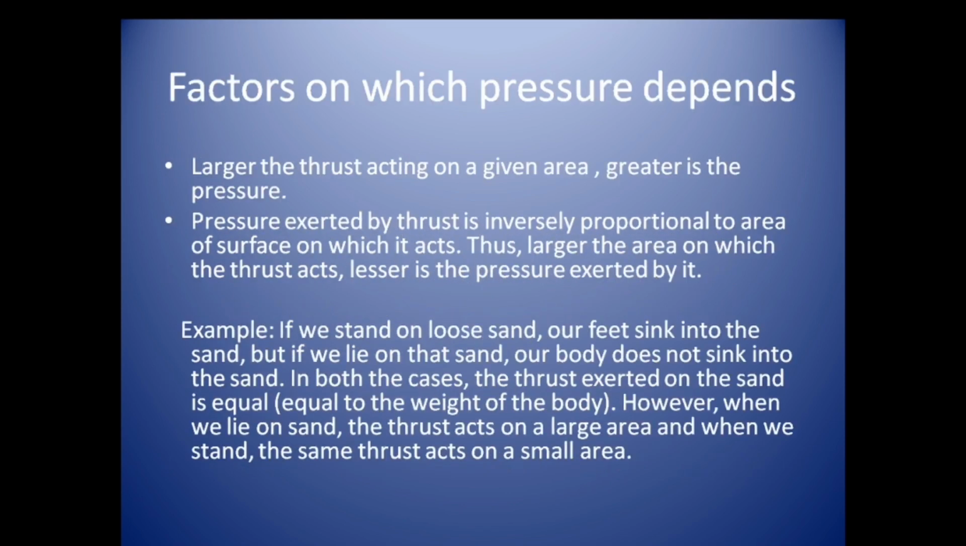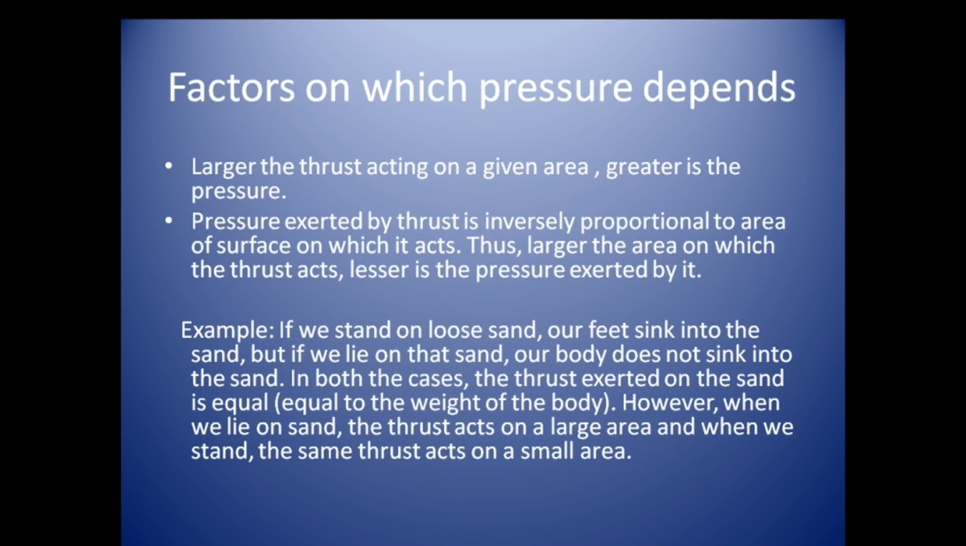Now the factors on which pressure depends. As it is clear from the formula, pressure is equal to thrust upon area. So it means that pressure depends on two factors. One is the thrust and second one is the area. Larger the thrust acting on a given area, greater is the pressure. Then second, pressure exerted by the thrust is inversely proportional to the area of surface on which it acts. Means larger the area on which thrust acts, lesser is the pressure exerted by it.